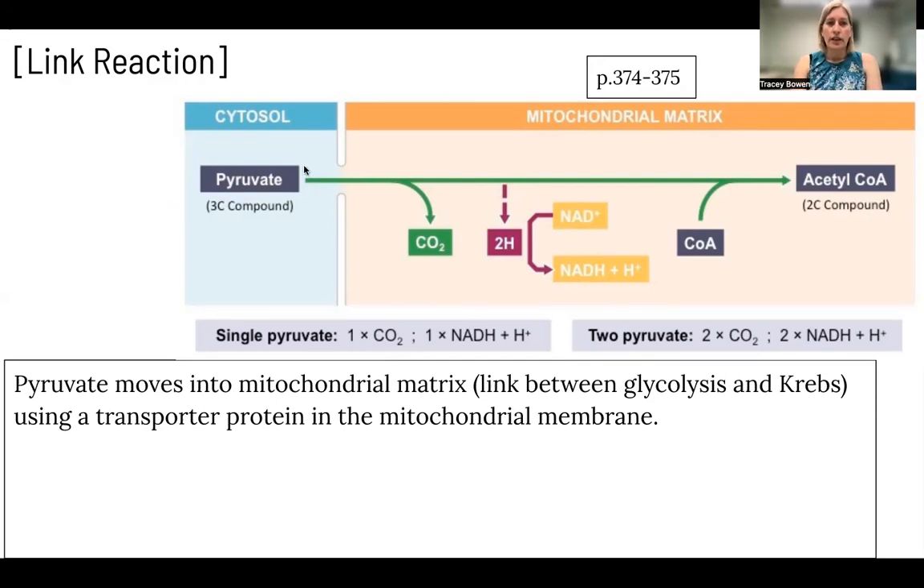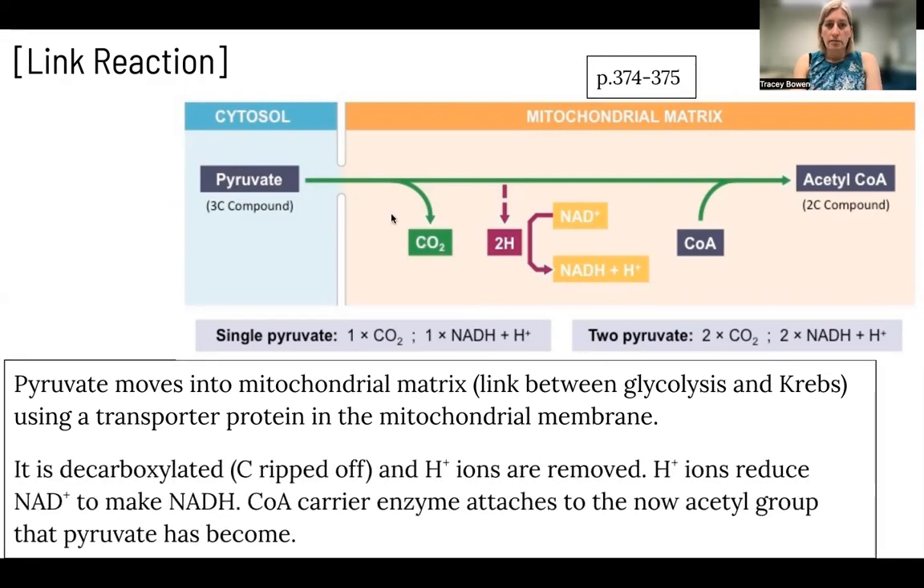So firstly, pyruvate comes in through a transporter protein in the mitochondrial membrane. It's decarboxylated, meaning carbon is ripped off, and so it's going to form carbon dioxide. And hydrogen ions are removed from the pyruvate molecule during this decarboxylation process, and a NAD plus is turned into a NADH. And then it attaches to the CoA carrier enzyme, and the 2-carbon chain, so it was a 3-carbon chain, now it's going to be a 2-carbon chain, is attached onto the CoA, and now it is called acetyl-CoA. And that's going to go to the Krebs cycle.